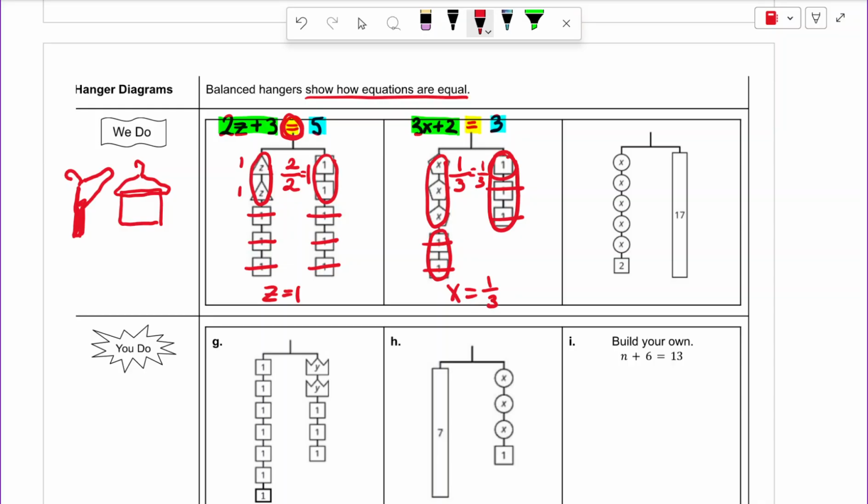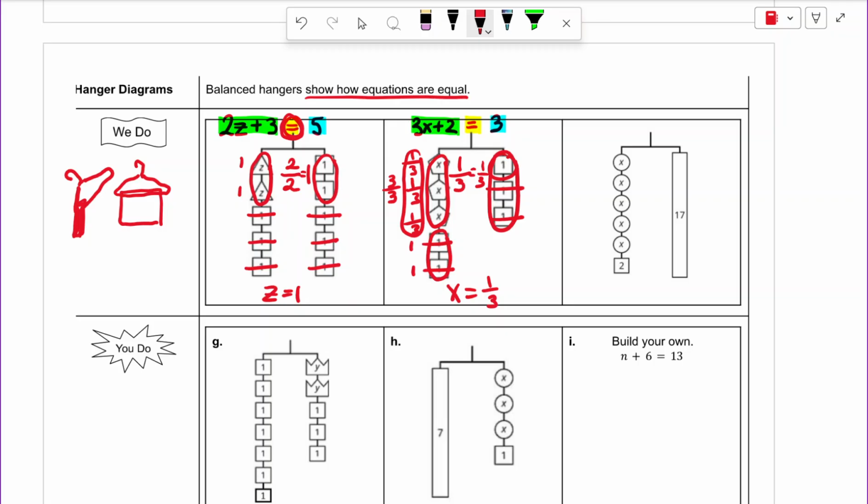Let's check to see if that's right. This x is 1/3, this x is 1/3, this x is 1/3, and then you have a 1 and a 1. All right, so 1/3 plus 1/3 plus 1/3 is 3/3, and 3/3 is 1, and that 1 plus this 1 plus this 1 is 3, so it matches up.